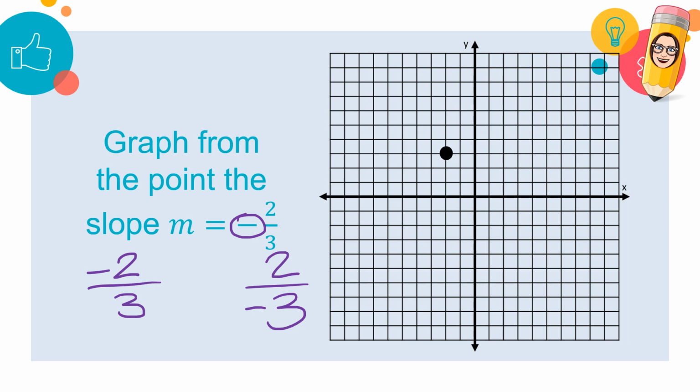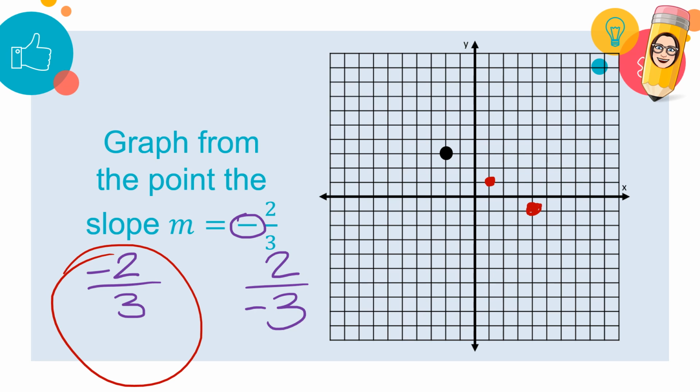And so let's say I'm going to start with this one. From my dot, that means I'm going to rise -2, down 2, run +3. Rise -2, run +3. I'm only going to do a couple.